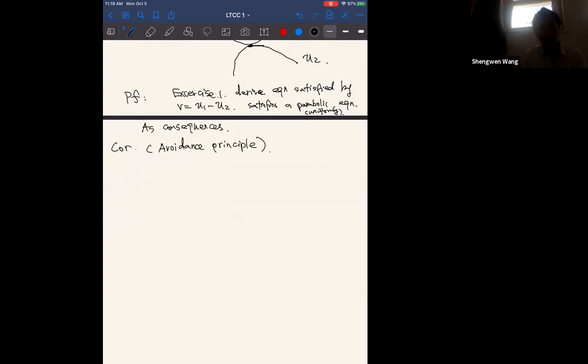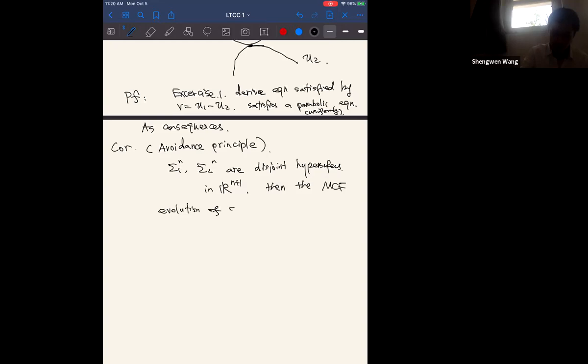Recall that evolving hypersurfaces are locally graphs. So if you consider sigma 1 and sigma 2 disjoint hypersurfaces in R^(n+1), then the mean curvature flow evolutions of sigma 1 and sigma 2 stay disjoint.